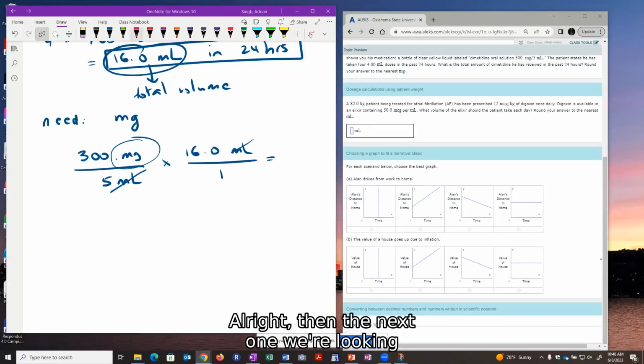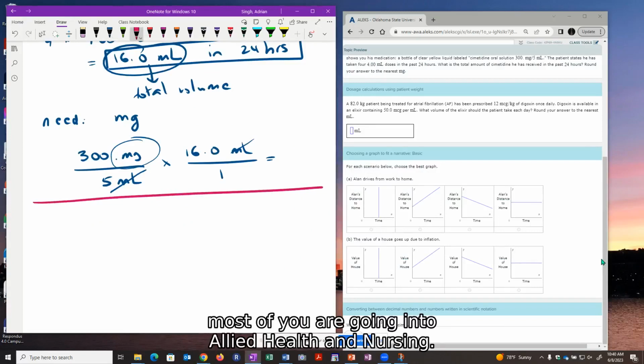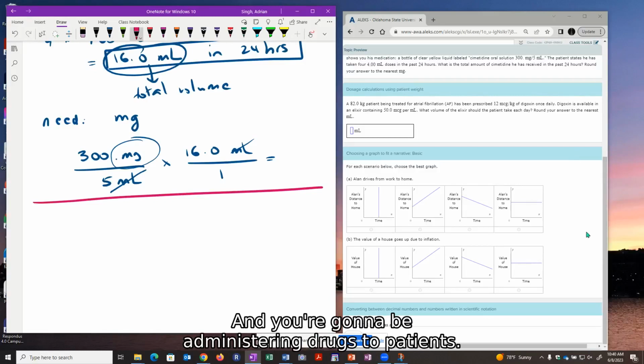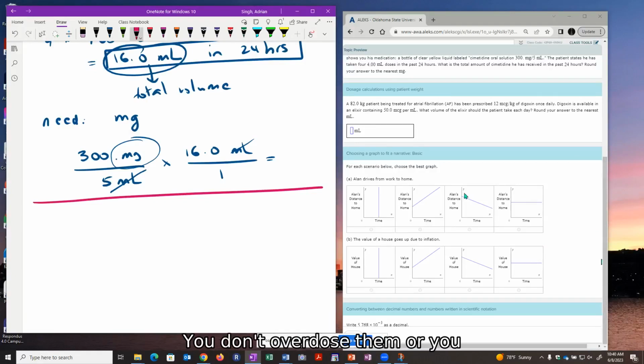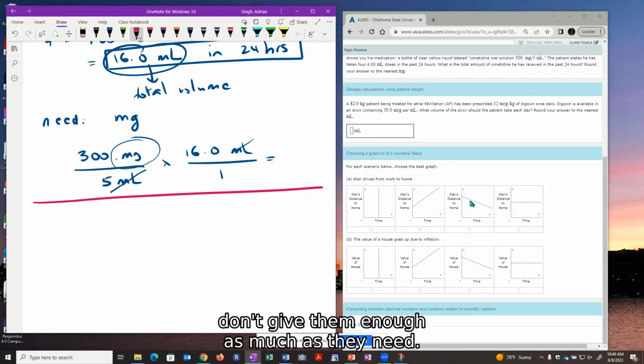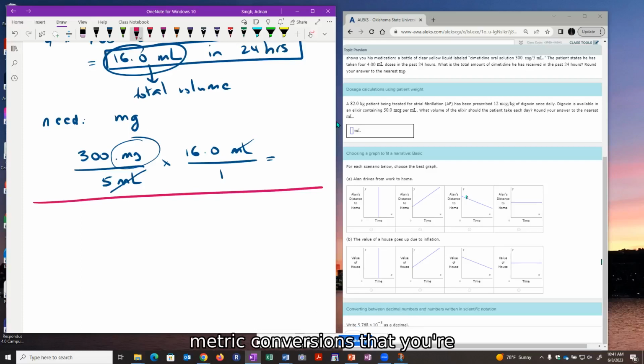All right, and then the next one, we're looking again at dosages. And again, most of you are going into allied health or nursing, and you're going to be administering drugs to your patients. You need to make sure that you're giving your patients the correct amount so you don't overdose them or you don't give them as much as they need. So a couple of these questions here dive into some of the dosage calculations, which uses a lot of these unit conversions and metric conversions that you're learning in this first week.